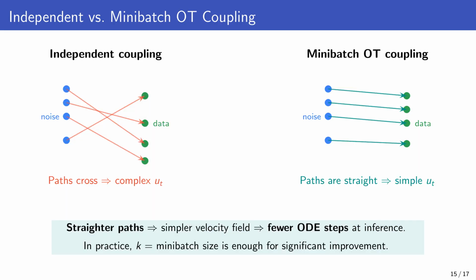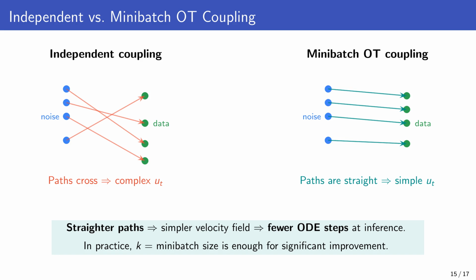Here's the difference visually. On the left, independent coupling. Noise points are randomly paired with data points regardless of proximity. The resulting paths cross each other, which makes the velocity field complex and hard to learn. A complex velocity field means you need many ODE steps at inference to get good samples.